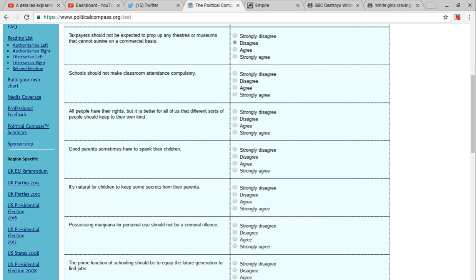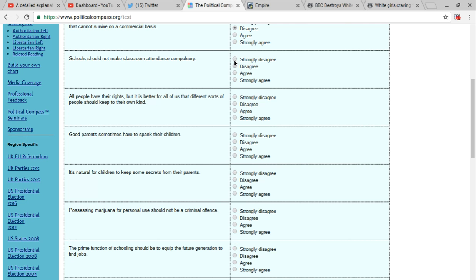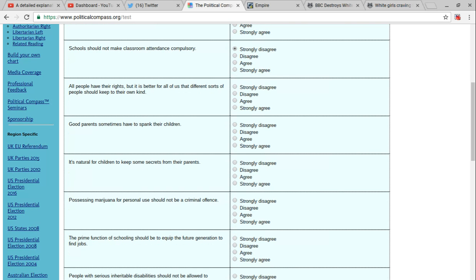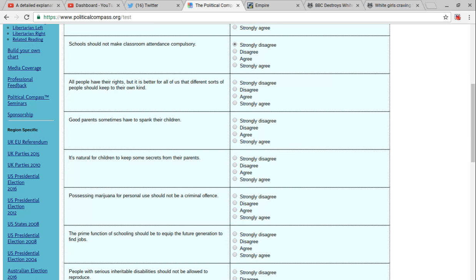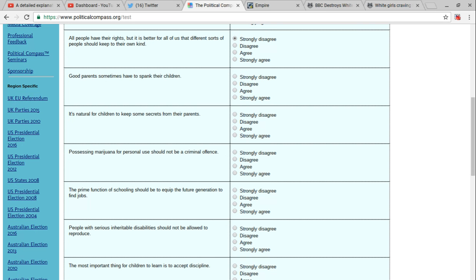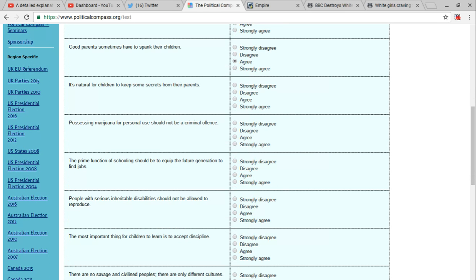School should not make classroom attendance compulsory. Strongly disagree. I believe classroom attendance should be compulsory. All people have their rights, but it is better for all of us that different sorts of people should keep to their own kind. Oh, can we get a definition on different sorts of people? Is it like Muslims should keep to their own kind, or black people, or what? I strongly disagree. I hope that's a good answer. Good parents sometimes have to spank their children. I agree. As a parent of two kids, I agree. It is natural for children to keep some secrets from their parents. Yeah, I agree.